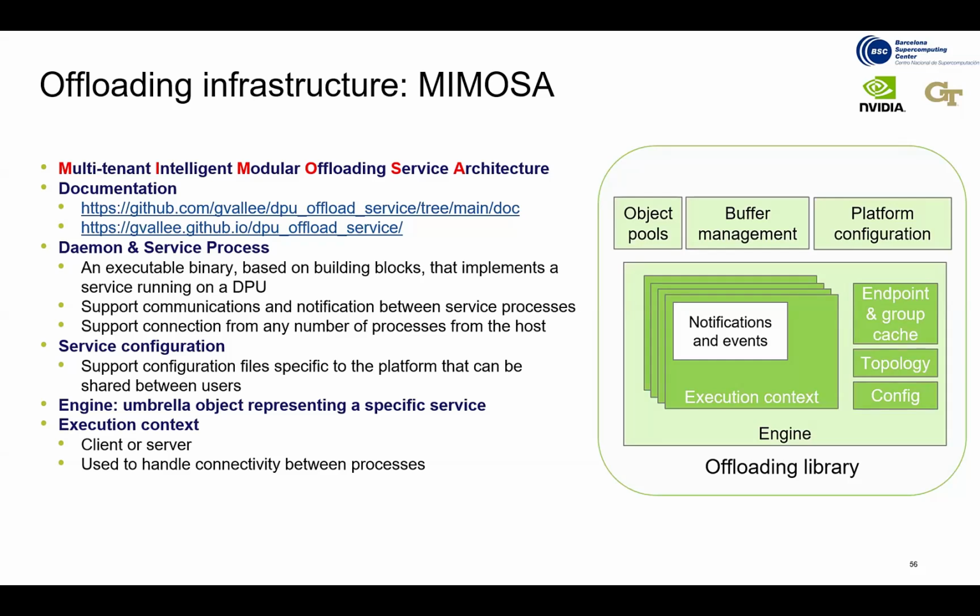So a few terms that are central inside Mimosa. We have this concept of daemon and service processes. I already talked briefly about what a service process is. Just to make sure you keep it in mind, this is a process running on the DPU that provides a service, the offloading of MPI collectives, for example. And your application can connect to it and start to offload something.